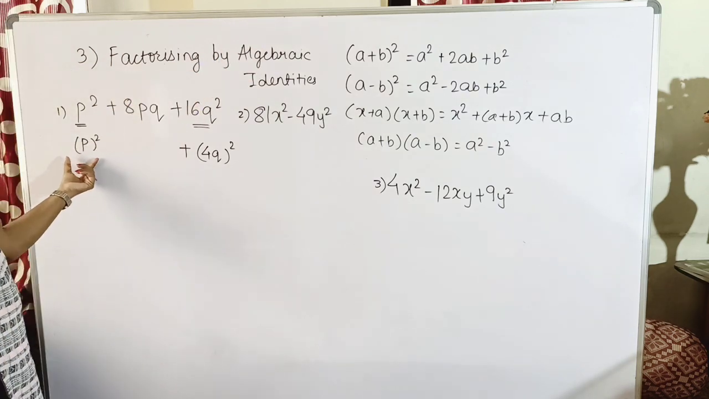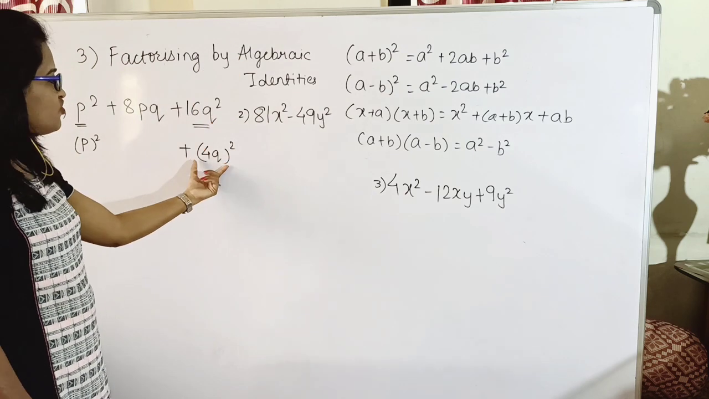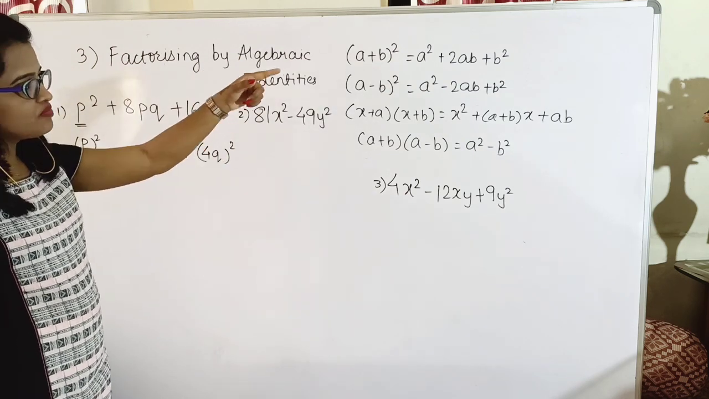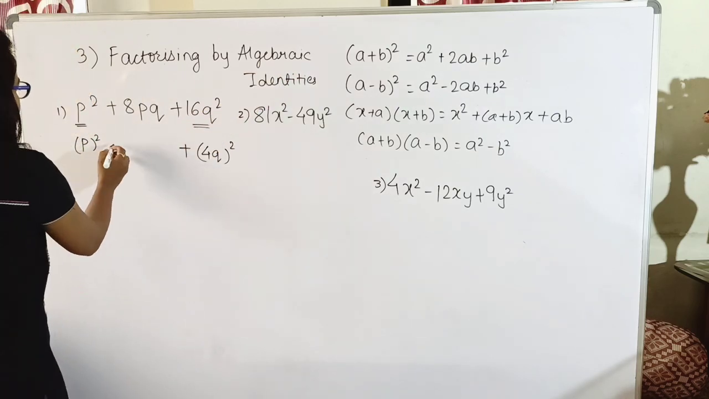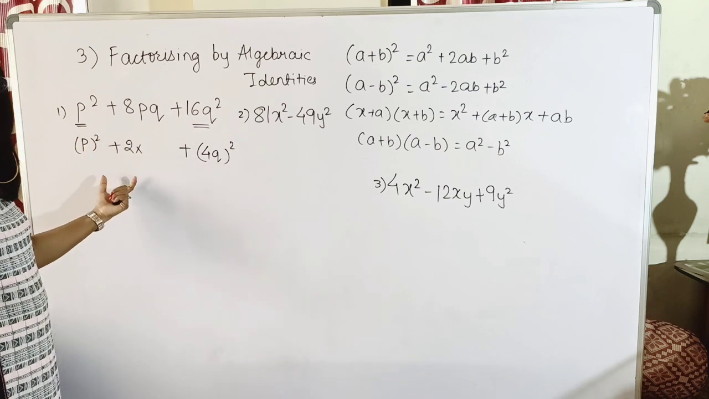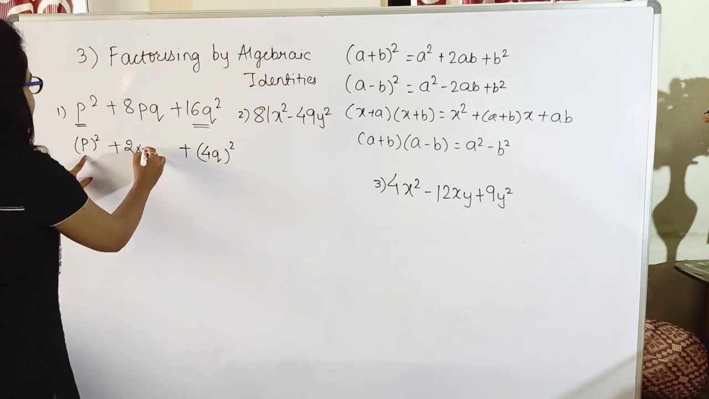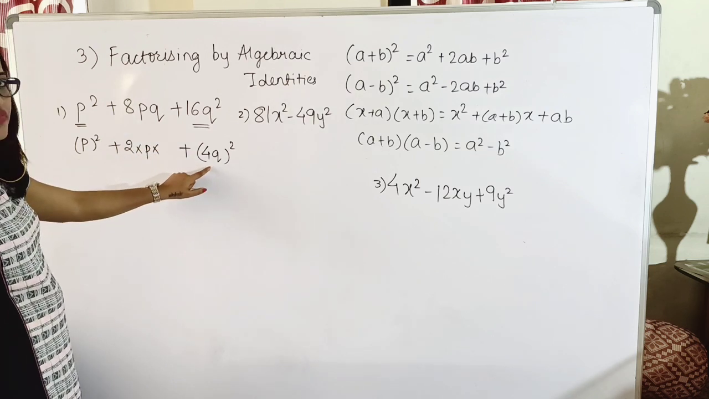A square. So here my value of a will be p. Fine. B square, my value of b is 4q. Now the center term is 2ab. So let us write down 8 in that form: 2 into, what is the value of a I have got? I have got the value of a as p. And what is the value of b you have got? The value of b you have got is 4q.